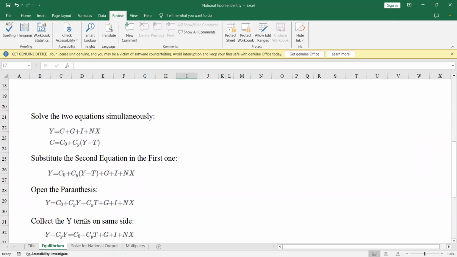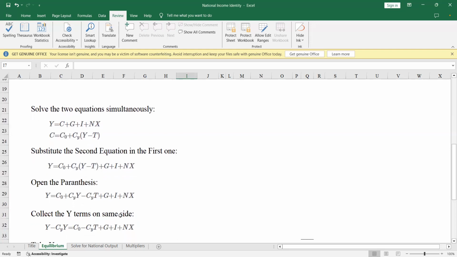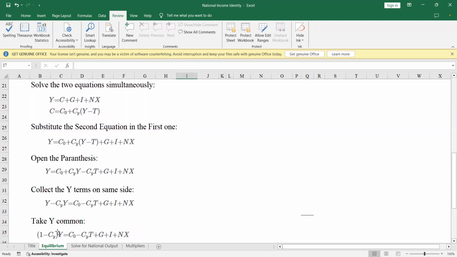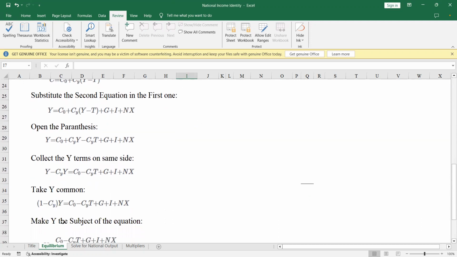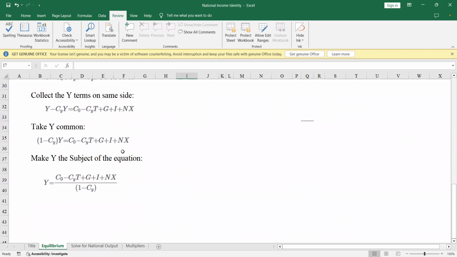Collect the Y terms on the same side. Take CY from the right-hand side to the left-hand side. The sign will change from positive to minus. So Y minus CY is equal to the rest of the terms. Then take Y common. Once you take Y common, what you have is 1 minus CY times Y. And then make Y the subject of the formula. So divide the whole equation by 1 minus CY.